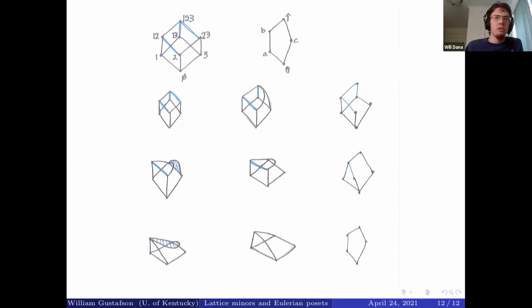So can you use this notion of lattice minors to give some kind of forbidden minor characterization of any interesting lattice properties, as is often done with graphs?